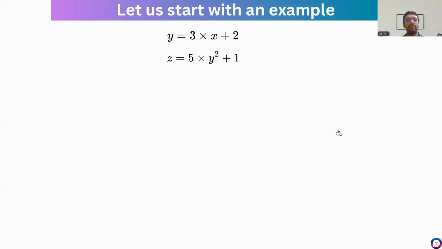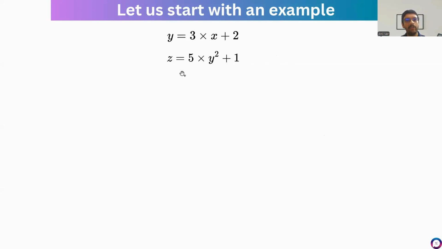Let's start with an example before I introduce the actual rule. These are simple expressions. You have a variable x, meaning it can have any value. We're saying 3x plus 2 is equal to a value of a function y. Now we have a second expression, and y turns out to be a variable in this expression where we say 5y squared plus 1 is equal to z, where z is another function.